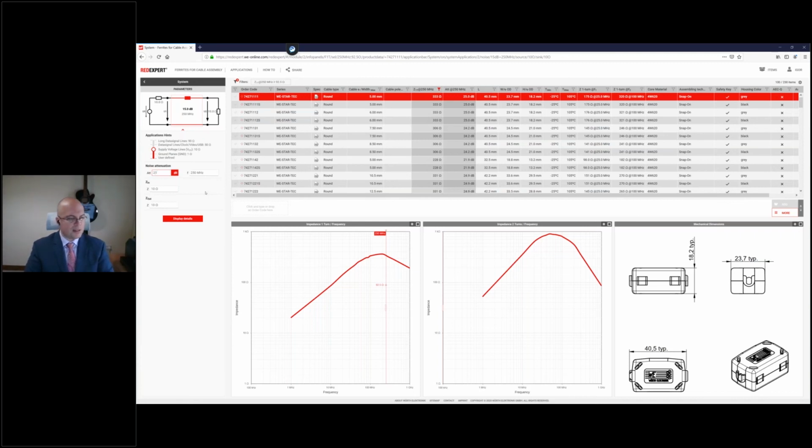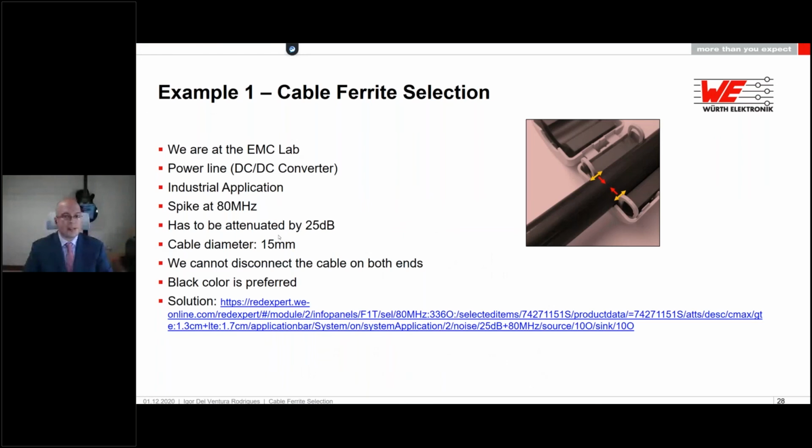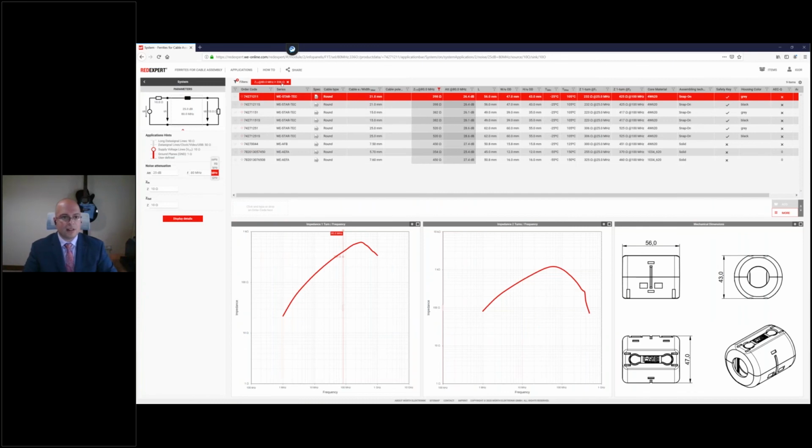So in our example, we want to attenuate 25 dBs at, apologies for my bad memory, 25 dBs, just a second, at 80 megahertz for a cable diameter of 15 millimeters. Okay, so let's put this 80 megahertz. Once I've entered all this information, RedExpert already calculated for me which ferrites can be useful for this scenario. And my cable diameter is 15 millimeters. Let's start with 15 millimeters exactly to see what we've got.